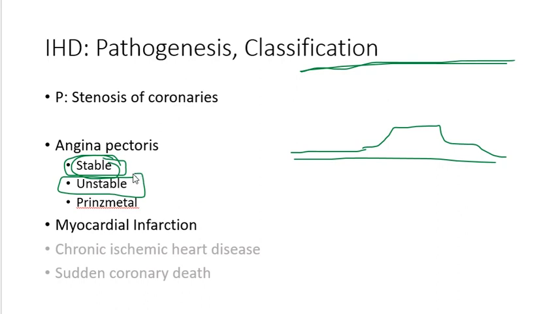Unstable angina is one that can even happen at rest, and it's one that is not improved by nitroglycerin. This is quite dangerous, or it lasts longer than 20 minutes. Stable angina typically lasts less than 20 minutes. Unstable angina can last even longer than 20 minutes.